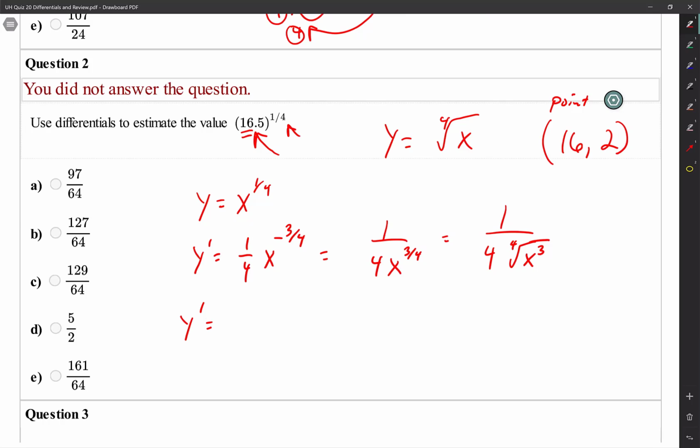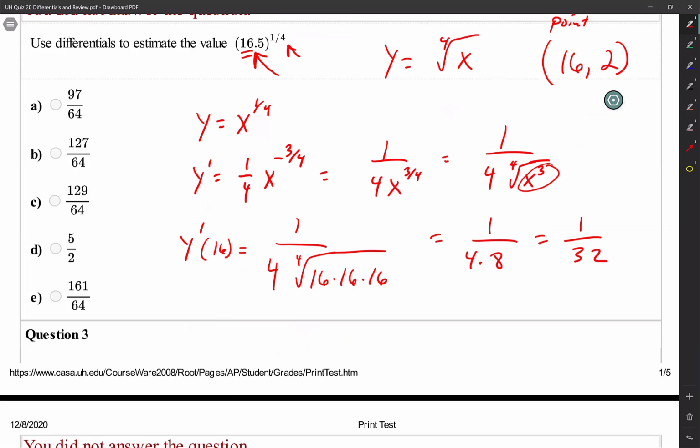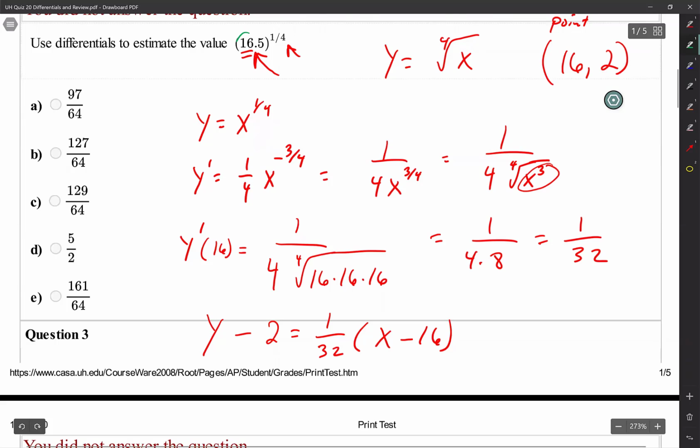All right, so now I want the derivative evaluated at 16, because that's where I'm finding my tangent line. So I'm going to write 1 over 4 times the fourth root of 16 times 16 times 16, because it says cubed. And I already know that the fourth root of 16 is 2. 2 times 2 is 4, and 4 times 2 is 8. So I have 1 over 4 times 8. And let's see, 8, 16, 32. I believe that's 1 over 32. Now that I have that, I'm going to write y minus 2 equals 1 over 32 x minus 16. And I'm going to plug in 16.5 in there. So you can already see it's going to be a half, right?